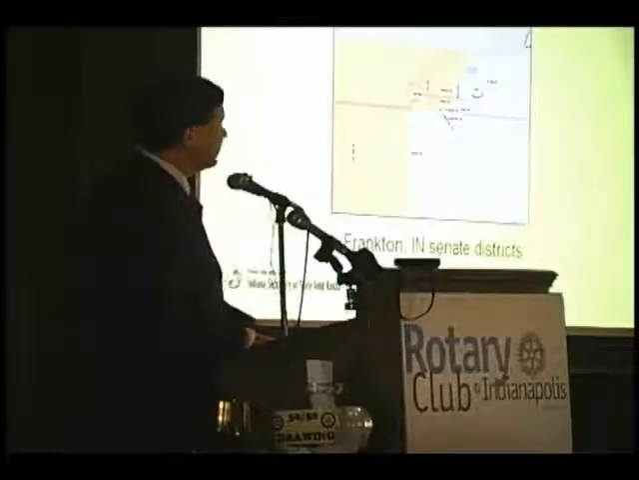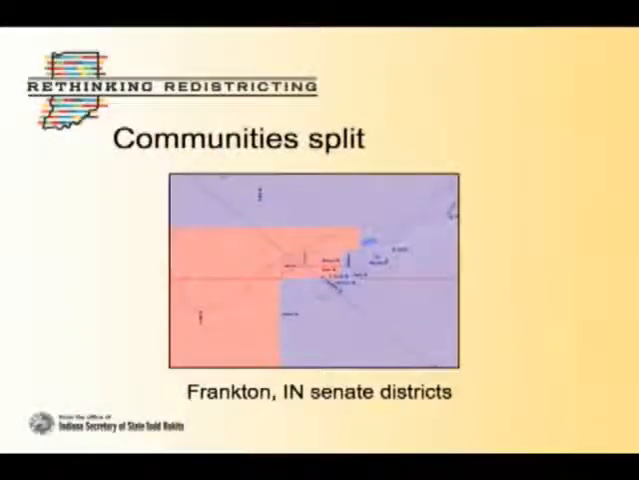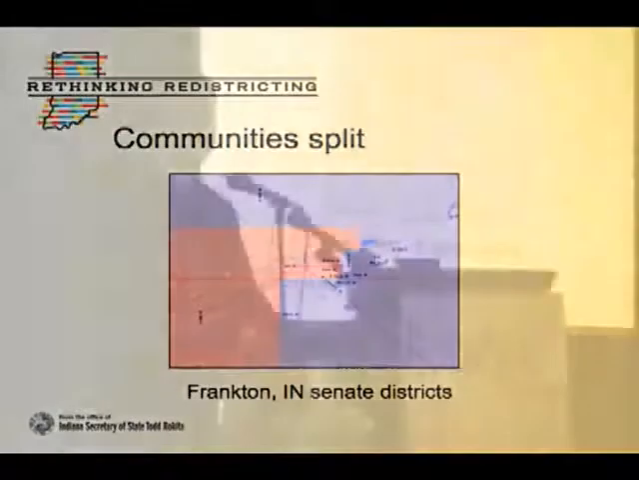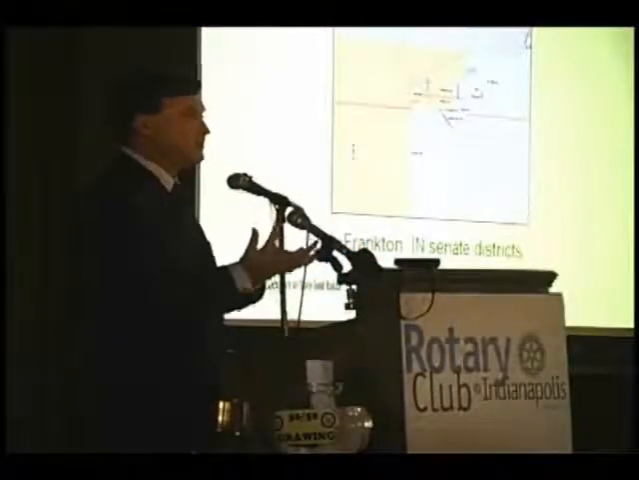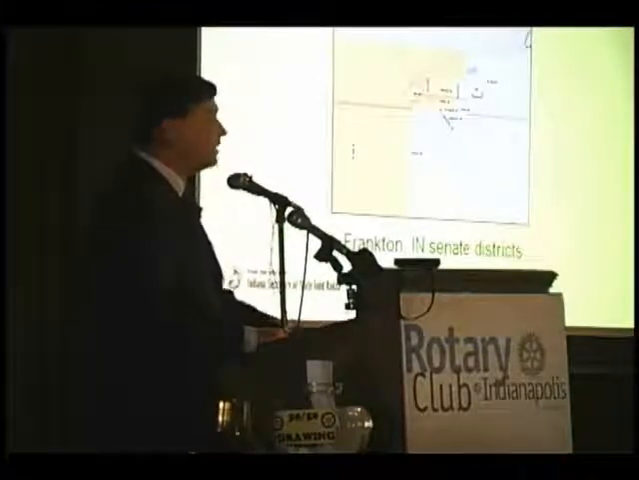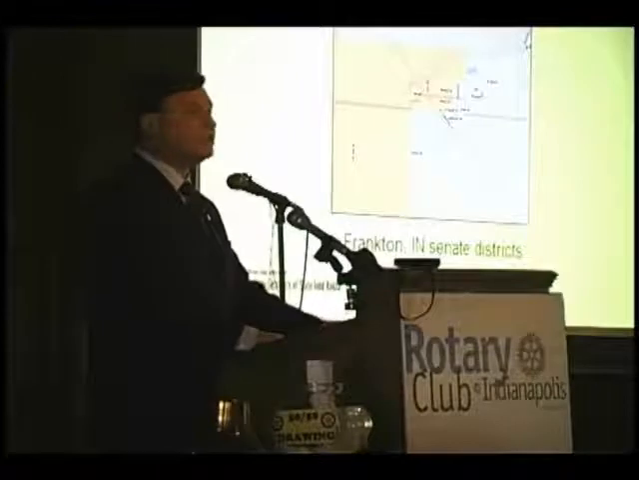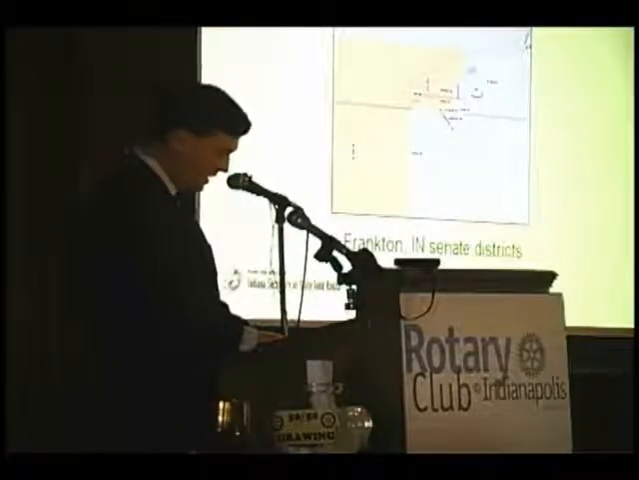Here you see the town of Frankton in Madison County. The magenta and the blue are 2 separate legislative districts. In a town of 2,000 people, somehow it was seen fit to cut right through the middle of the town. That is a complete lack of respect for communities of interest, culture, the economy, and literally, depending on what side of the street or what neighborhood you're in this little town, depends on what legislator you get.